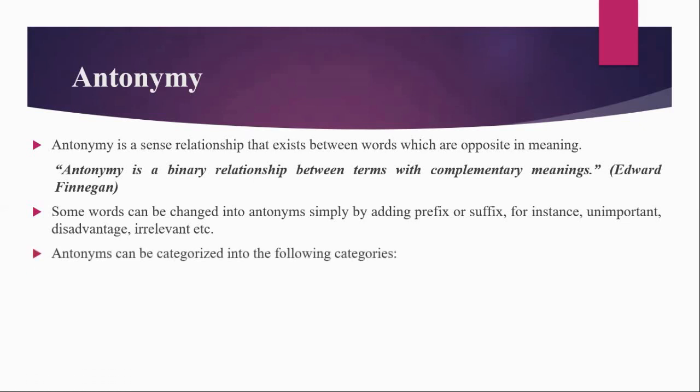All right. Now there are some categories into which we can divide antonyms. They can be categorized into the following categories: graded antonyms, complementary antonyms, and relational antonyms. Although you are familiar with what we mean by antonyms, you need to know the different categories to which these antonyms belong.